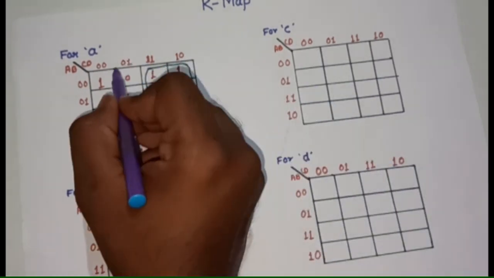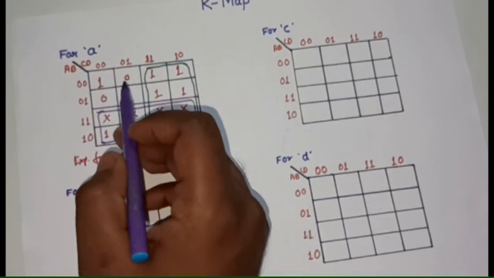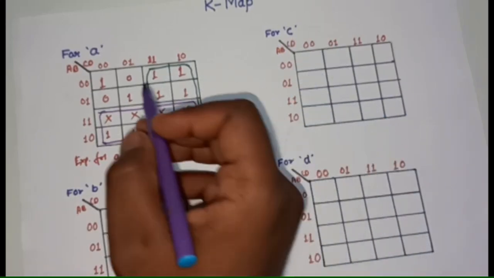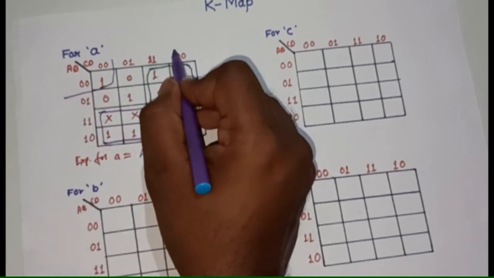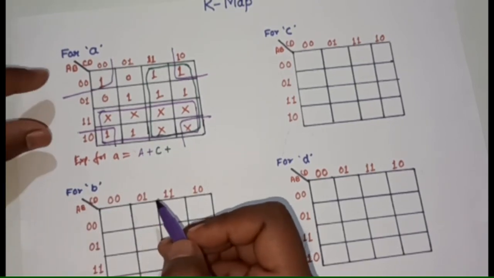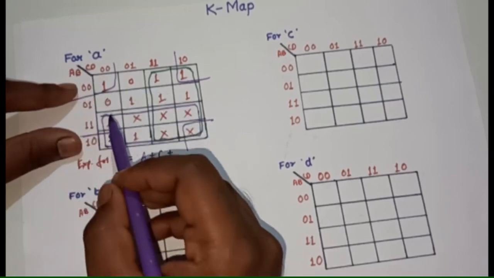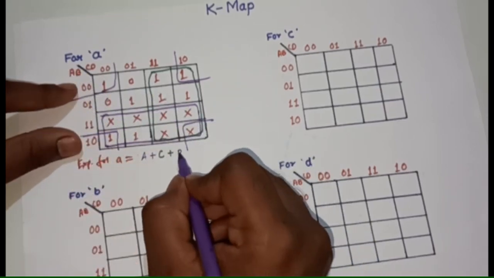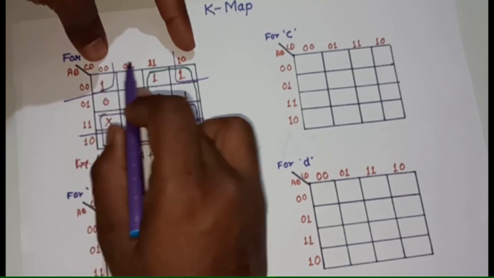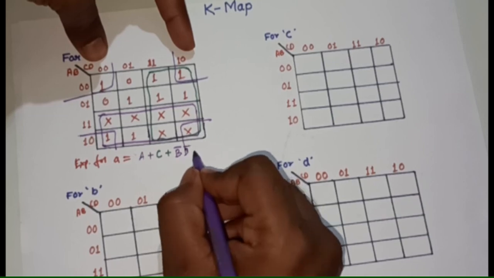Is there any possibility of forming an octet? No. So now we will find the chord. Very good, chord. So we will form the chord like this and this. In these rows 0, 1, A is changing but B is not changing, so B will be represented as B bar. In this column C is changing but D is not changing, and what is D? 0, so it is D bar.